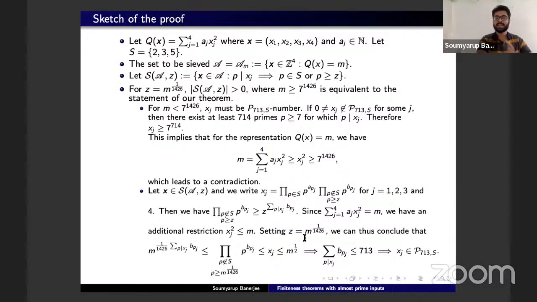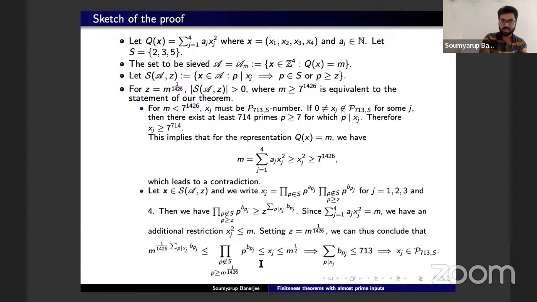Okay. Now, setting Z equal to M to the power 1 by 1426, we can thus conclude that M to the power 1 by 1426 times summation of BPJ, so this is basically Z, right? We have taken Z equal to this. So now just come back to this line. Z is M to the power 1 by 1426 times summation BPJ. This must be less than or equal to this thing, the product over P not belonging to S and P bigger than or equal to Z of P to the power BPJ, and this is basically less than or equal to Xj.